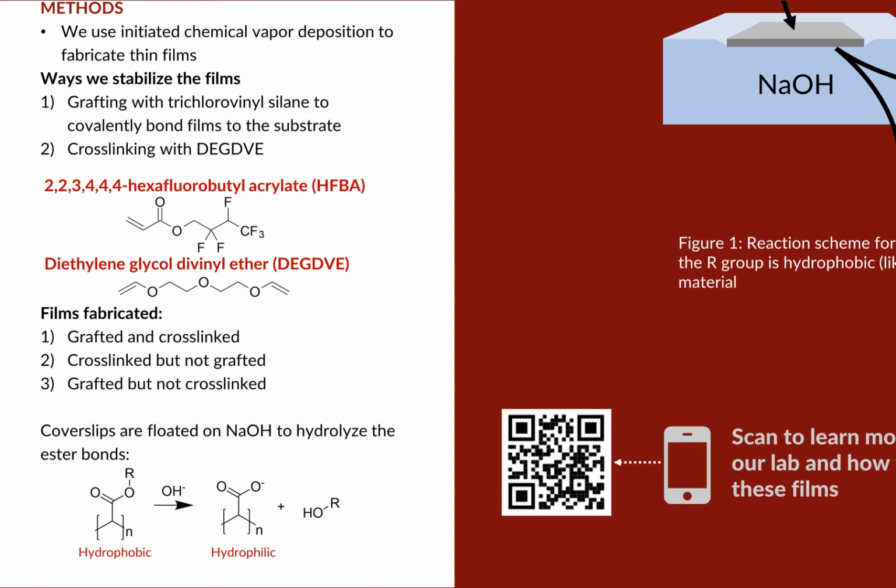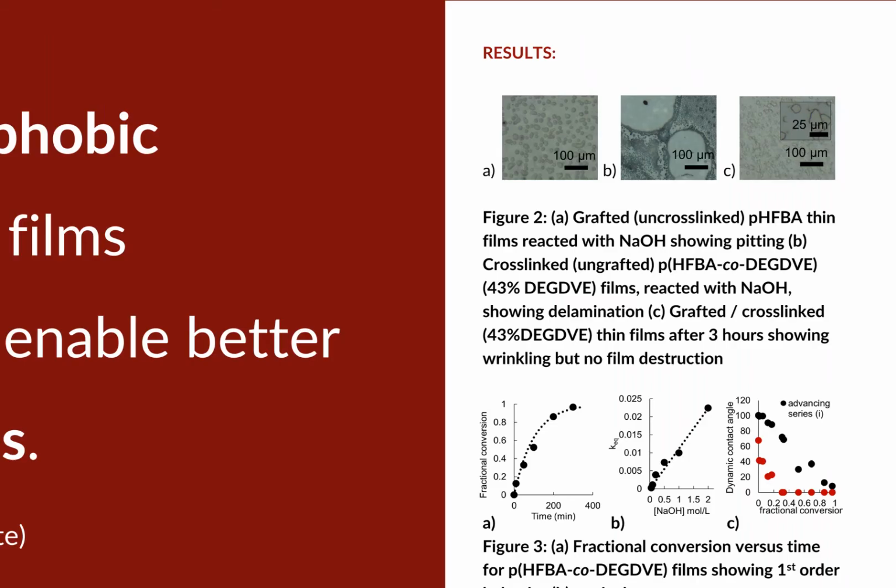We fabricate three types of films. First, grafted and cross-linked films. Second, grafted but not cross-linked films. And third, cross-linked but not grafted films. We do this to test the effect of grafting on the films during hydrolysis. Next, we hydrolyze the films by floating them on sodium hydroxide to replace the hydrophobic fluorine with a hydrophilic carboxylic acid and characterize them to determine cross-linking density, fractional conversion, and hydrophilicity.